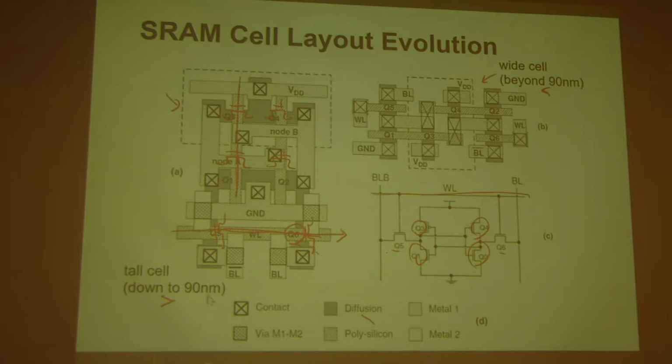But this design was only adopted until 90 nanometer. Below 90 nanometer, the industry gave up this kind of more compact rule because here you have less spacing. And here you look at this, there is a lot of white space here. So there are some reasons.